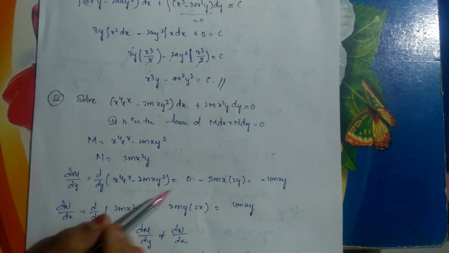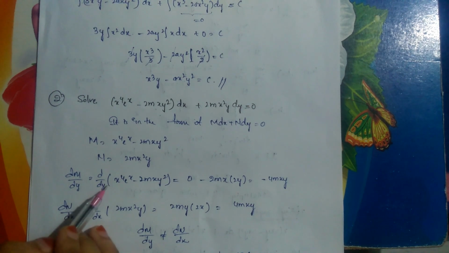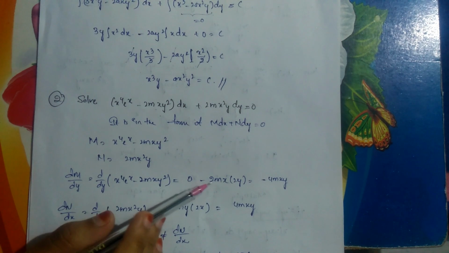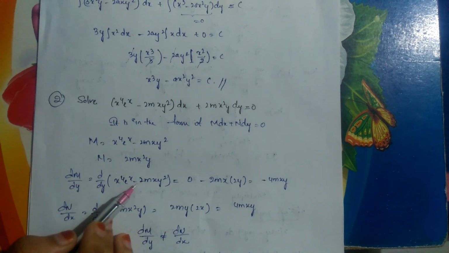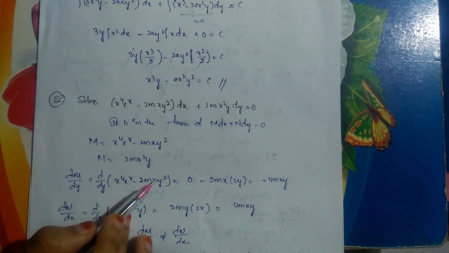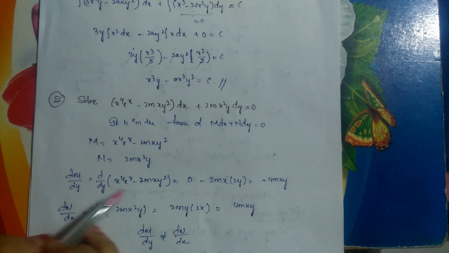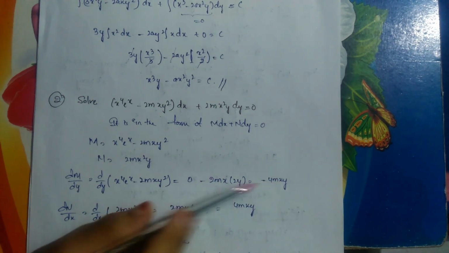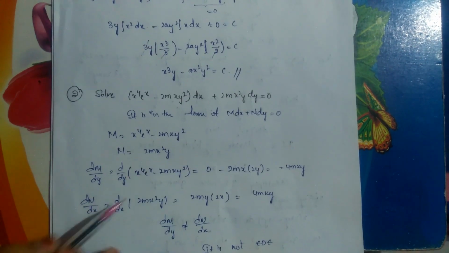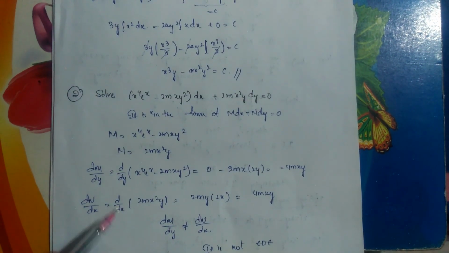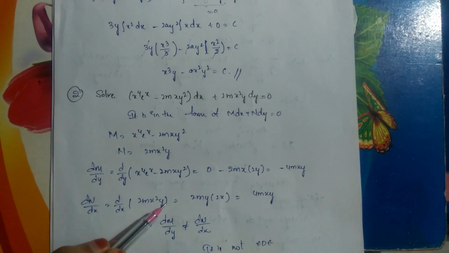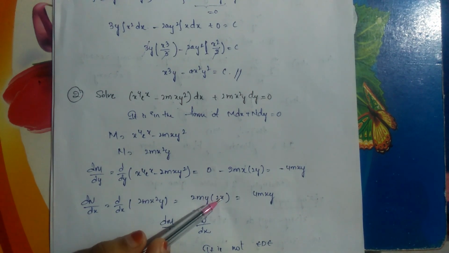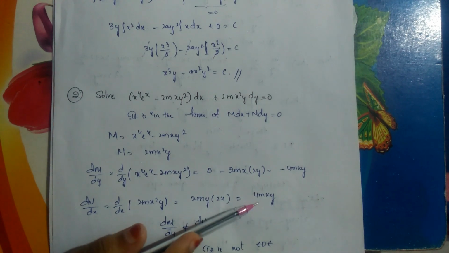Here we are differentiating with respect to y, so its value becomes 0 minus 2mx, which is constant, and y square differentiation is 2y, that gives us minus 4mxy. And ∂N/∂x is equal to ∂/∂x of 2mx square y. 2my is constant and x square differentiation is 2x, that equals 4mxy.